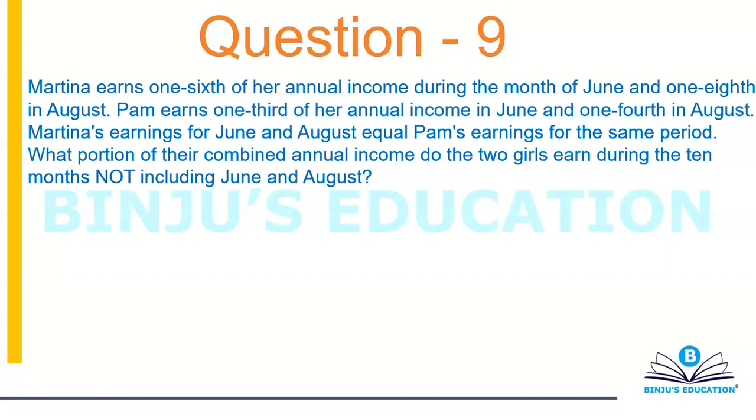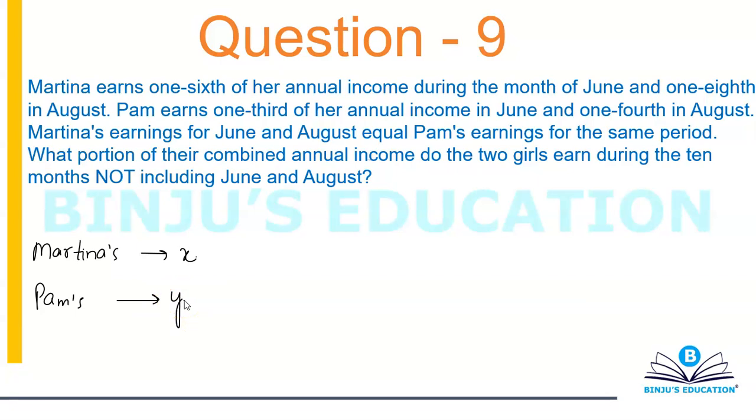Martina earns 1/6 of her annual income during the month of June and 1/8 in August. Pam earns 1/3 of her annual income in June and 1/4 in August. The statement looks pretty simple, so let's take Martina's annual income to be X and Pam's annual income to be Y.